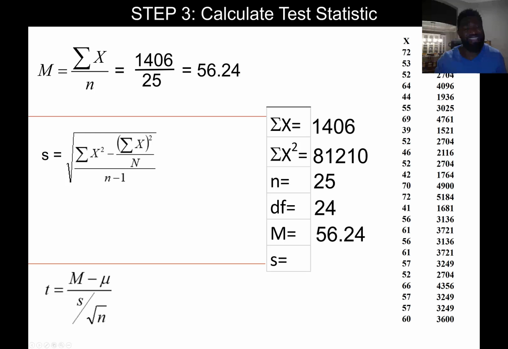And then we have to get the sample standard deviation, which is the square root of all of this stuff. And what does that stuff all say, right? So this says get the sum of all the x squares. So square them all and then add them together.